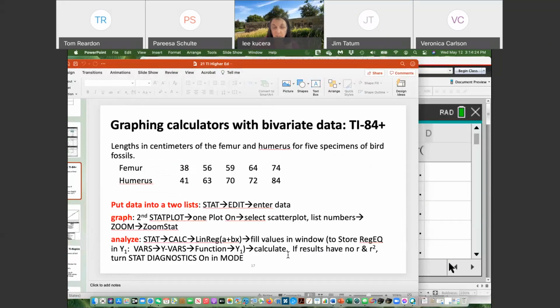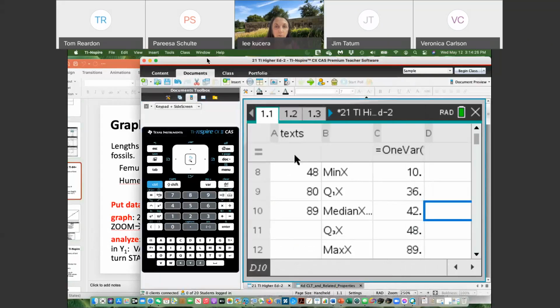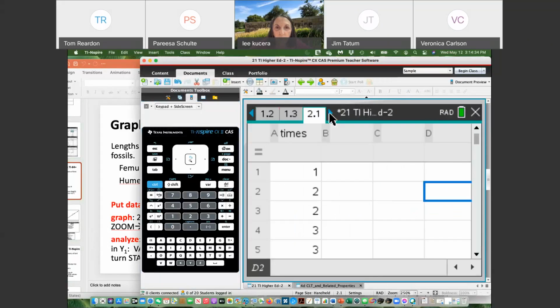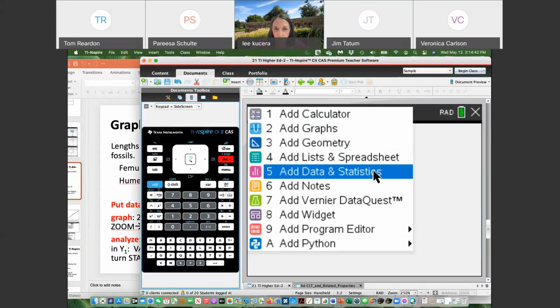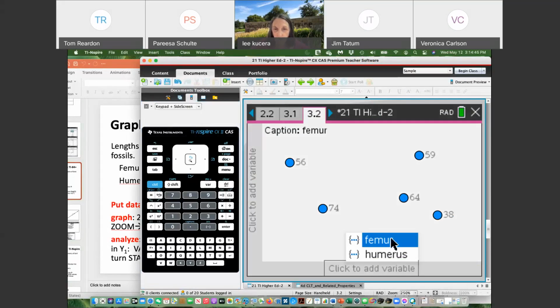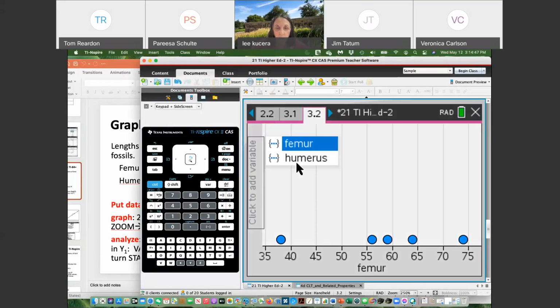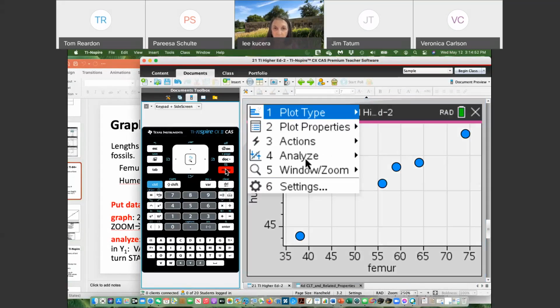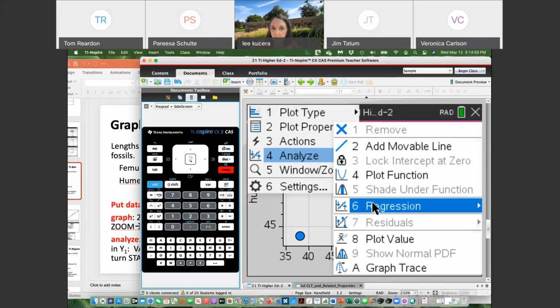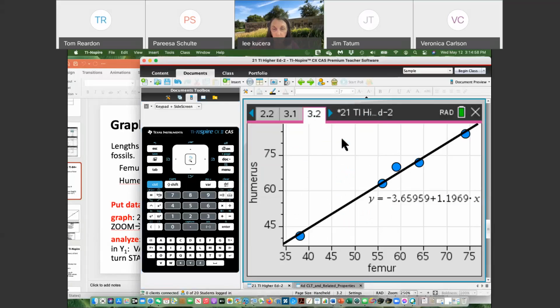Bivariate data works essentially the same way. I want to show the Nspire because it's got a really nifty little tool. So I'm going to come over here. Okay, here's a set of data. I'm going to add that graphing page again. So here's my first variable, femur. I can add the second variable, humerus here. Nice thing is I can come in very quickly into my analyze and add. I can show the line, boom, but it's got a really cool feature that my students really like.